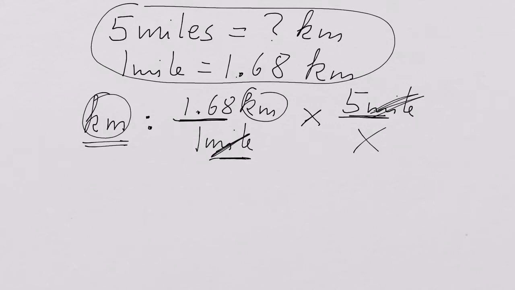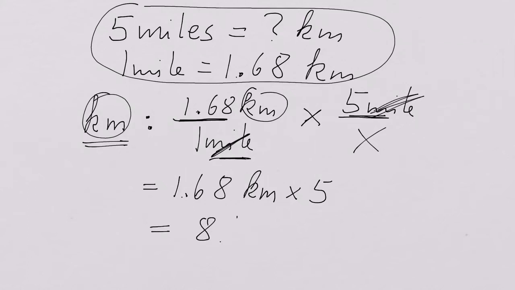Yeah? So what I have done now is I got rid of the pesky mile, and all I have left is 1.68 kilometer times 5. And I can do that in my head. That is 8.4 kilometers. Easy. Got it? Okay.